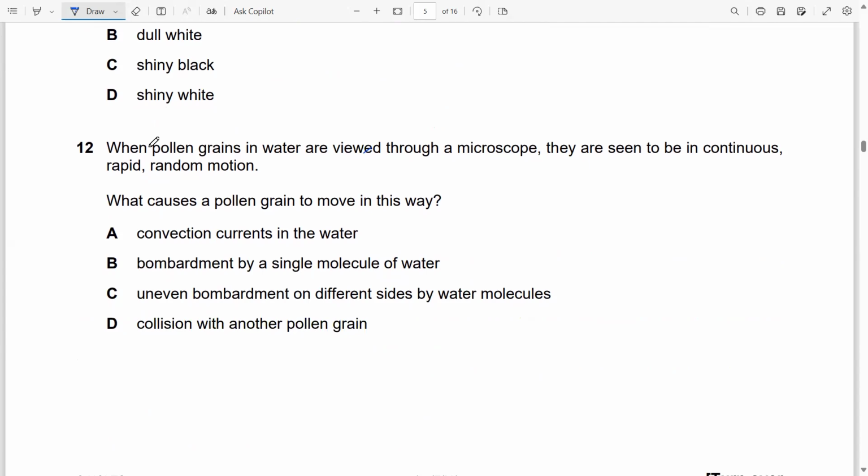12th question. When pollen grains in water are viewed through the microscope, they are seen to be in continuous rapid random motion. What causes a pollen grain to move in this way? So this is Brownian motion. Whenever there is a pollen grain particle, it will be hit by the water particles, and it will move randomly, following a zigzag path like this. So it will be uneven bombardment on different sides by water molecules. So option C is the correct one.